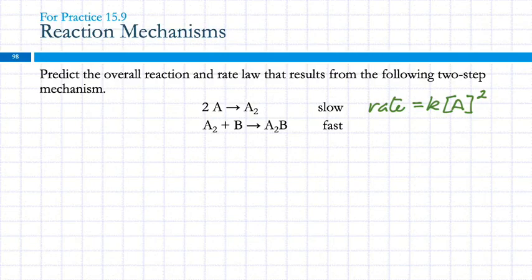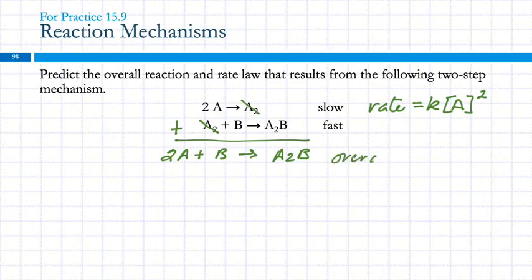But what's the overall reaction here? 2A plus B turns into A. Yeah, we're going to add the two equations together. A2 is a reaction intermediate that gets formed in the first step and destroyed in the second step. So this is the overall reaction. And this is the rate law predicted.